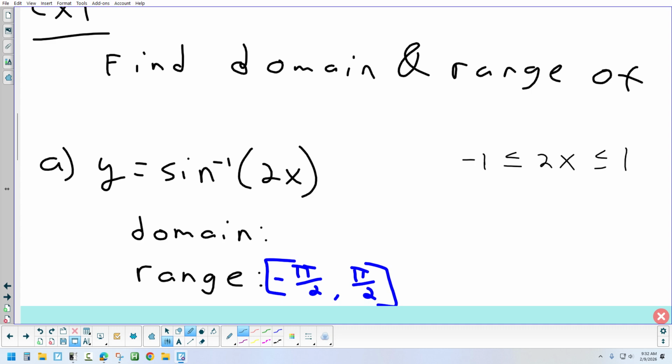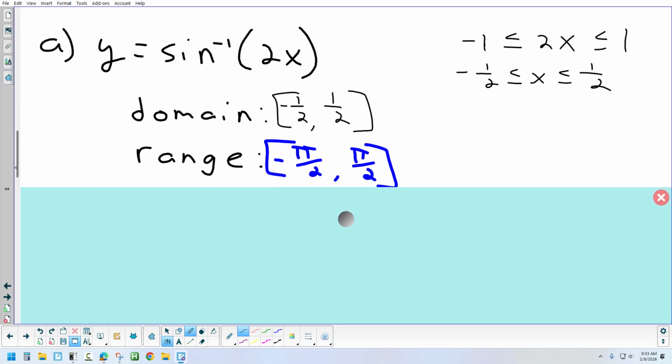Now, when we solve that for x, can you give me my domain? I know that's an inequality, but can you give it to me in interval notation? -1/2 to 1/2. Yeah. When you divide everything by 2, that's what you get as an inequality, but most of the time they'll ask for it in interval notation. So that compressed the domain by a factor of 2. Any question on domain and range there?